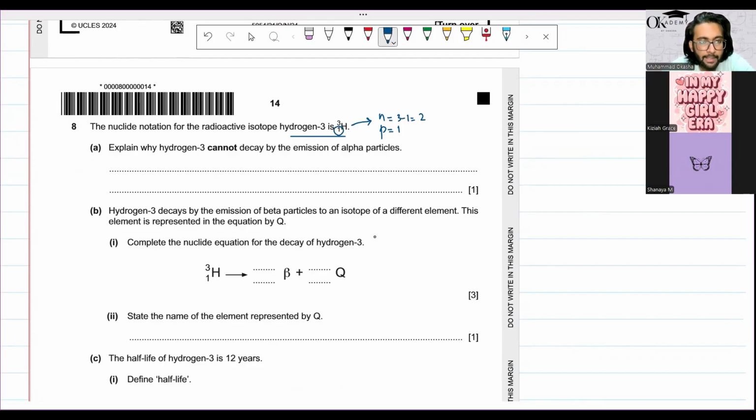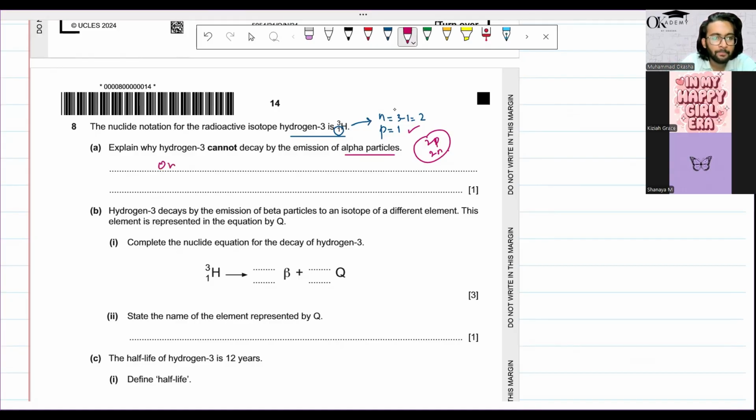Explain why hydrogen-3 cannot decay by the emission of alpha particles. Why do you think alpha particle emission cannot happen on hydrogen-3? If you look at the structure, an alpha particle is two protons and two neutrons. If a radioactive particle has enough protons and enough neutrons, then it can undergo alpha particle emission. But for hydrogen-3, all it has is one proton. An alpha particle looks like this, 2p and 2n. It has insufficient protons to do an alpha particle emission.